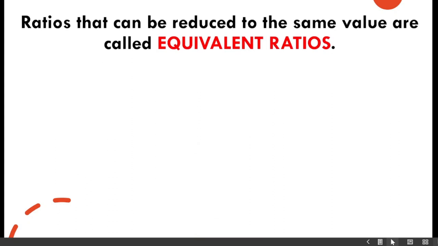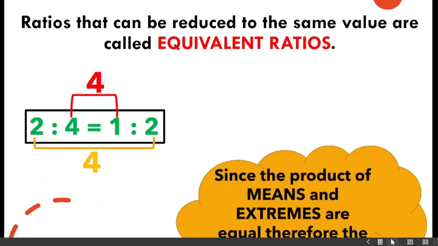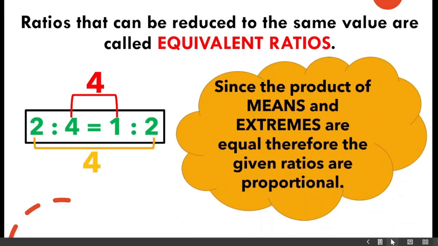Ratios that can be reduced to the same value are called equivalent ratios. For example, we have 2 is to 4 is equal to 1 is to 2. 4 times 1 is 4, and 2 times 2 is also 4. Since the products of means and extremes are equal, therefore the given ratios are proportional.